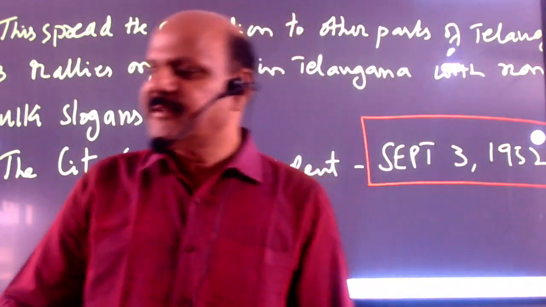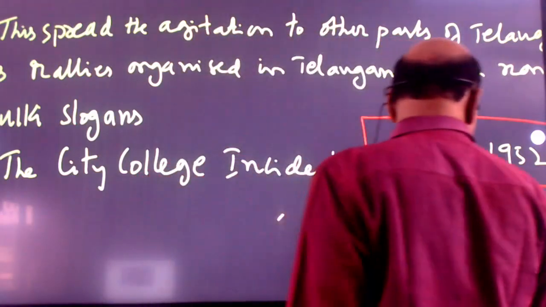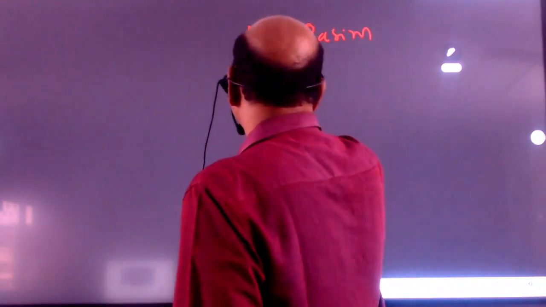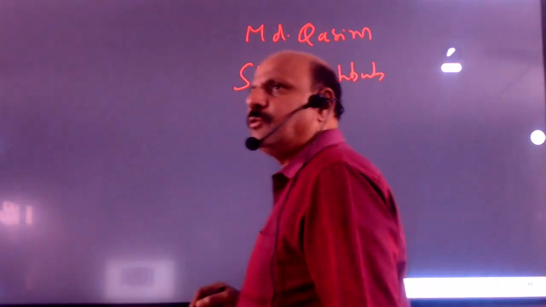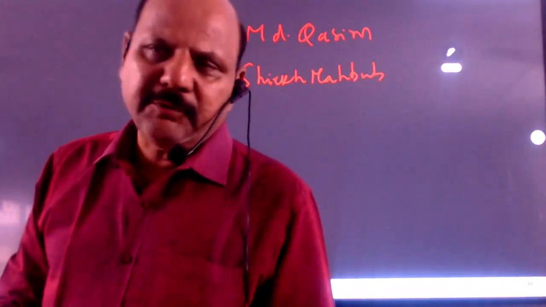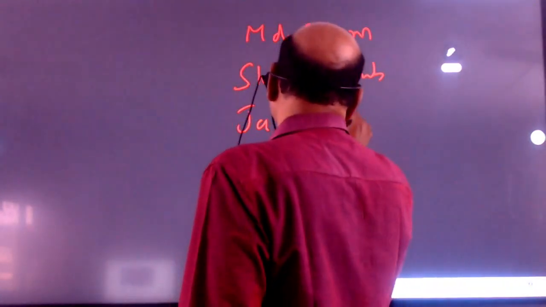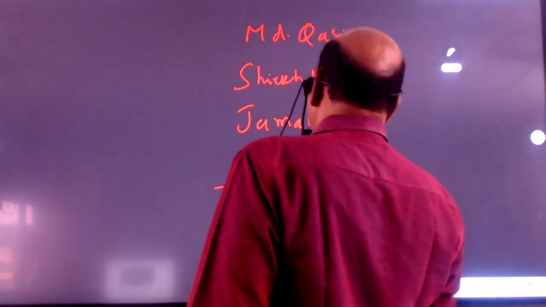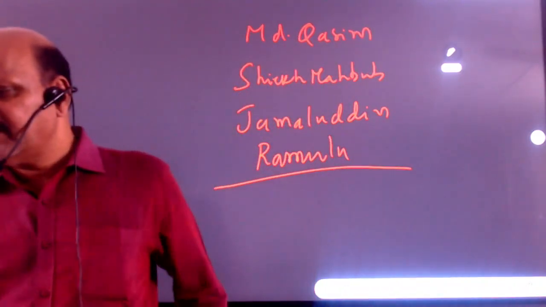One is Muhammad Qasim, and the second student is Sheikh Mahbub. Unfortunately, these 2 students died there in the firing. Then we have Jamaluddin and we have Ramulu. So these are the 4 students who died in this City College firing incident.